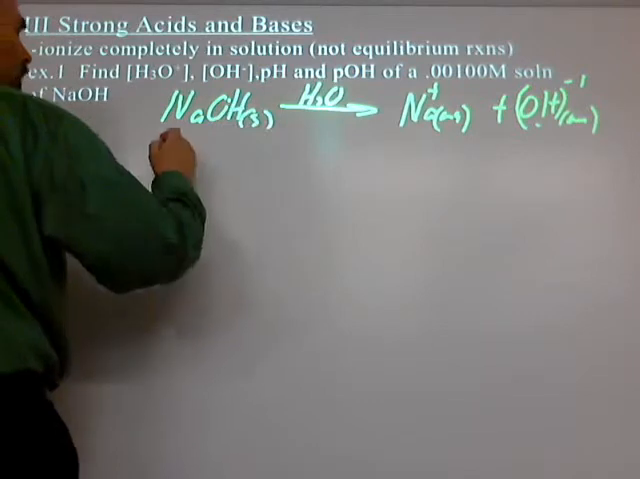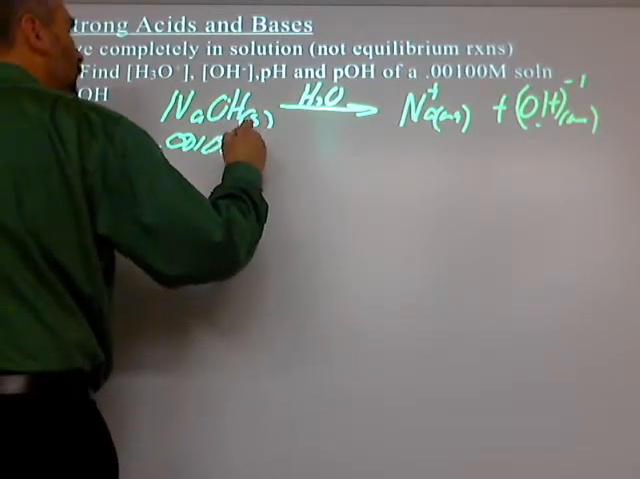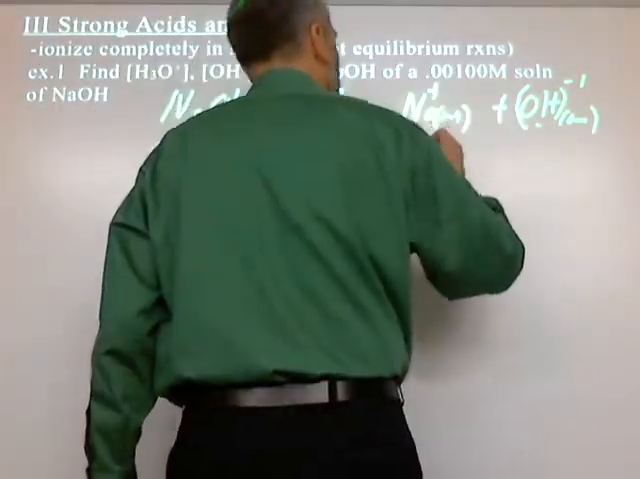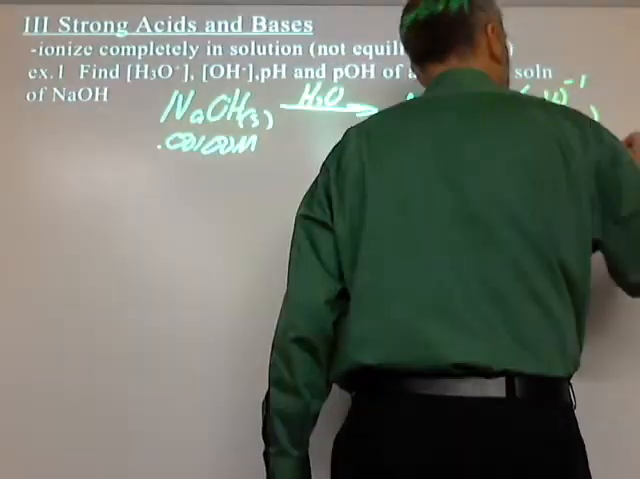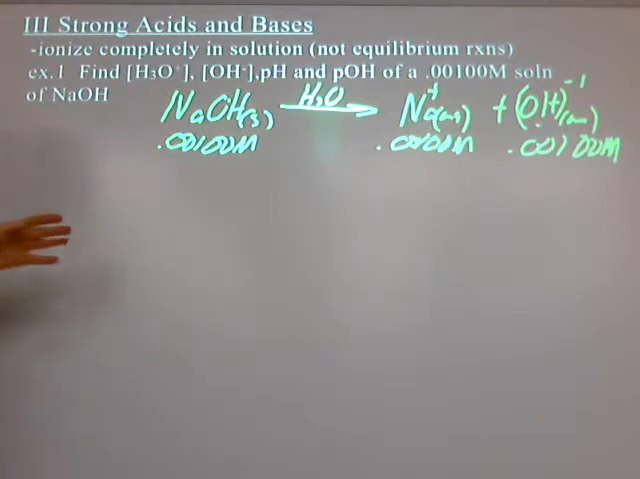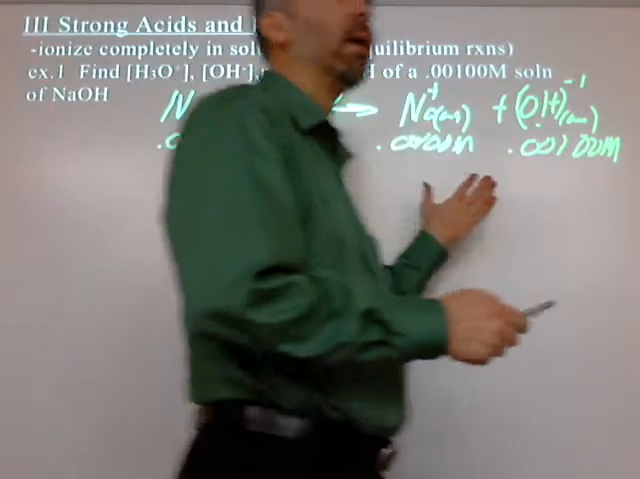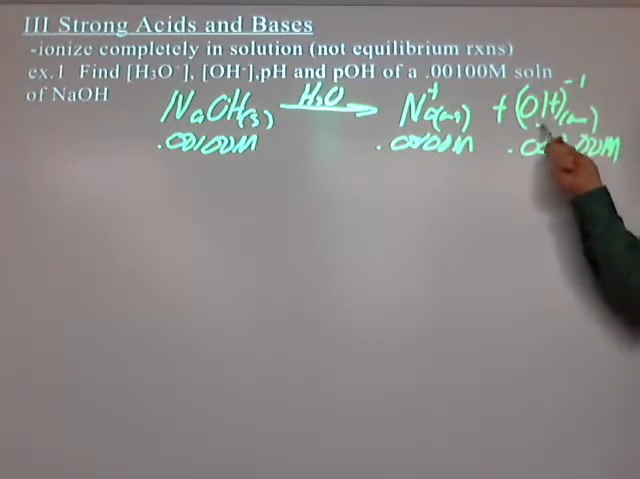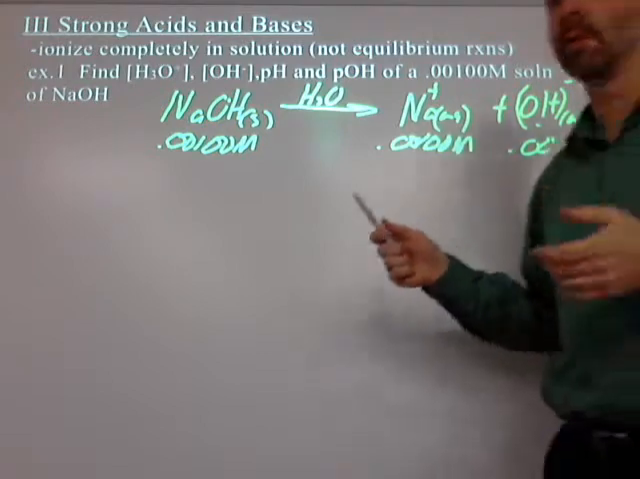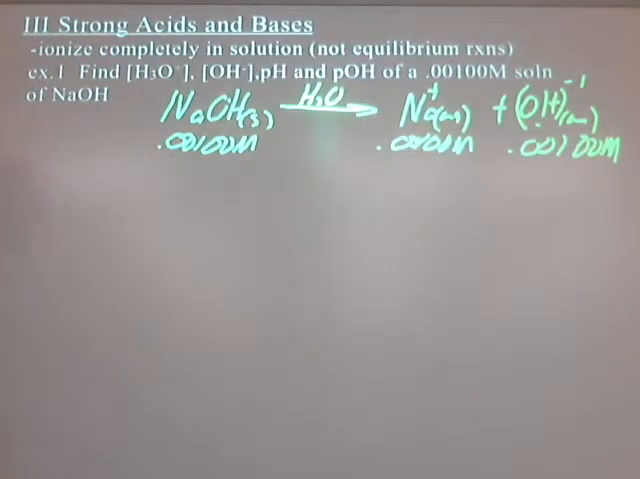So basically, if I have 0.001, this you can write down, I will get 0.00100 molar of this and 0.00100 molar of that. I don't really care about the sodium. He's a spectator in this whole thing, because sodium doesn't make a guy more or less acidic or basic. I care about the OH, or I care about the hydronium as an acid. Okay. Now, time to do the problem.